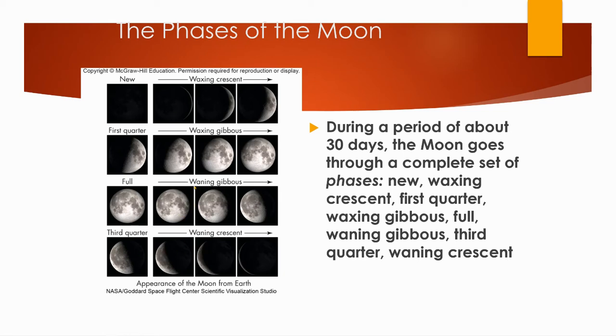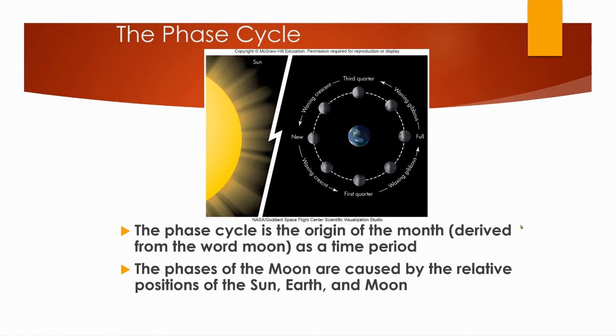So waxing, it's getting larger. Waning, the second part of its cycle, it gets smaller and smaller until we just see these tiny little crescents, and then another new moon and the cycle starts all over again. It takes about a month for that to happen. The phase cycle is the origin of the month, derived from the word moon as a time period. The phases of the moon are caused by the relative positions of the sun, earth, and the moon.